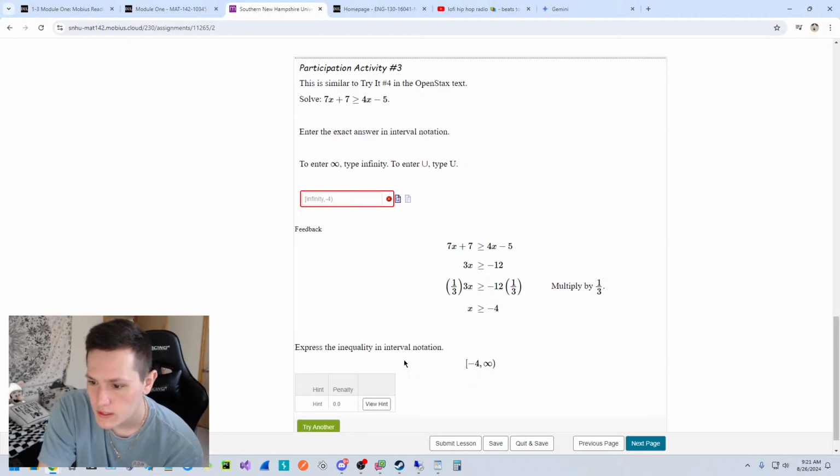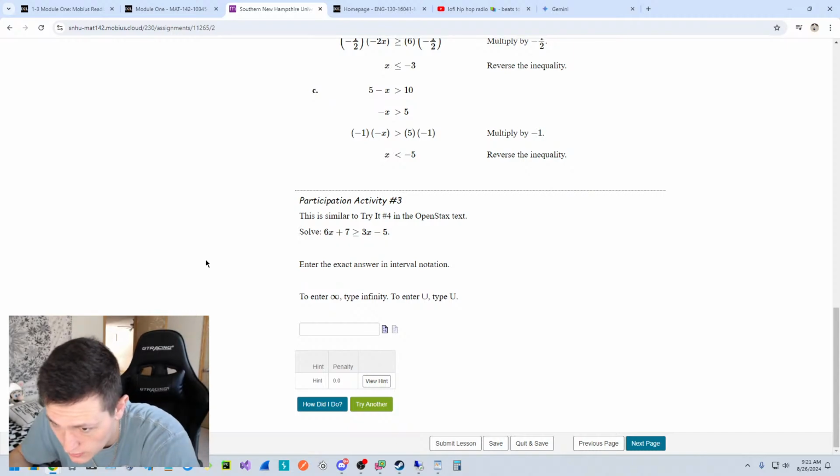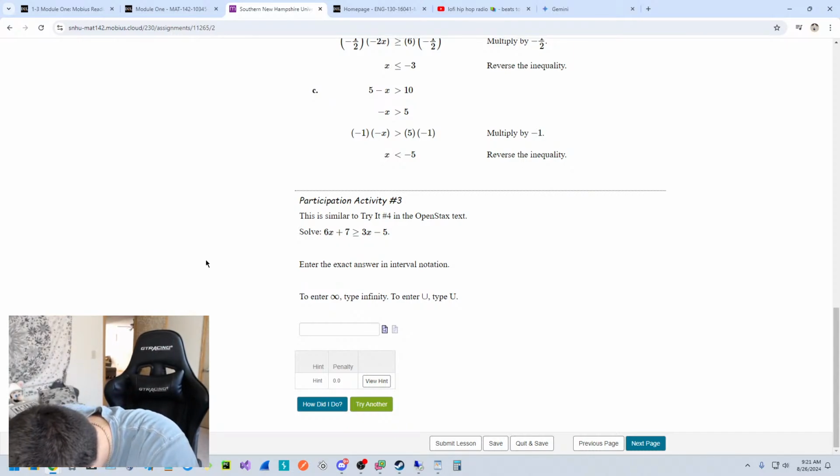I don't know. We'll see. I'll try another one and see. This is annoying now. This is pissing me off. Alright. 6x plus 7. 3x minus 5.